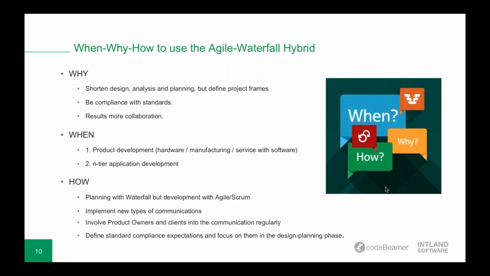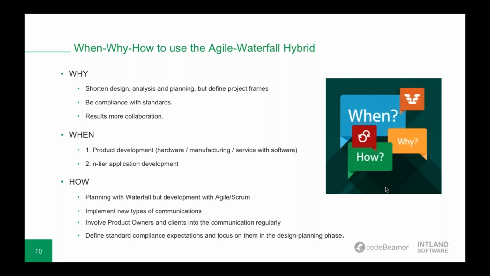So for hardware manufacturing and service with software, what I showed on the previous slide, where you combine hardware with waterfall and software with agile, or complex end-tier application development. For example, a graphical user interface, you could develop that with an agile Scrum method. That's actually what we do here as well. And then the back-end technology, which maybe needs to be more robust and stable, is developed with waterfall or V model. It's just an example.